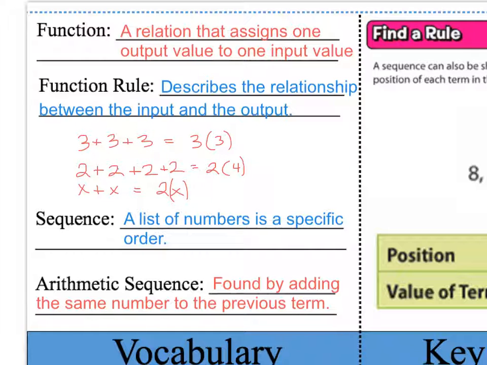So say for example I have 5 my first term, 10 my second term, 15 my third term, and 20 my fourth term. I can continue that arithmetic sequence because every time I move to a new term, I'm adding 5. So we can predict what the next one would be. If I add 5 to 20, my next term would be 25.